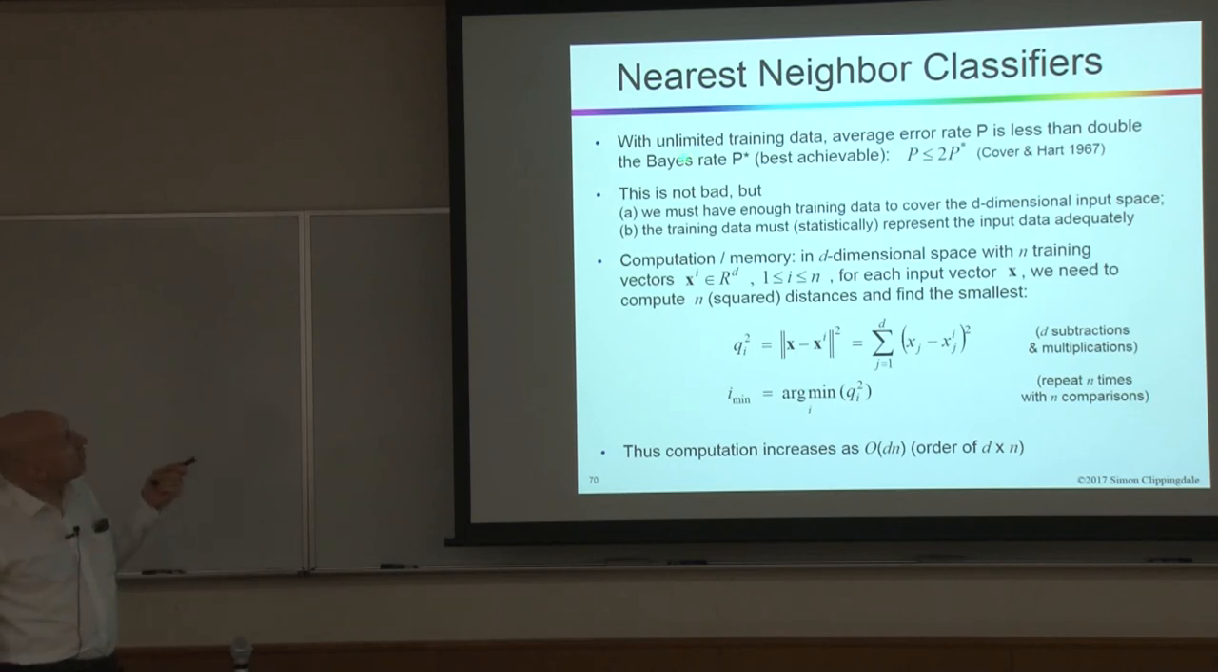The problem is we may not be able to do as well. If we have unlimited training data, it can be shown that the average error rate is less than double the best rate. So it's not the best achievable, but it's less than double the best achievable rate. So that's good, but in order to achieve that, we need to have enough training data to adequately represent the input data and to cover this d-dimensional input space. There's a thing called the curse of dimensionality, which you may have heard of, which essentially means that as the dimensionality of the space increases, you need exponentially more and more data to represent the behavior of the distribution.